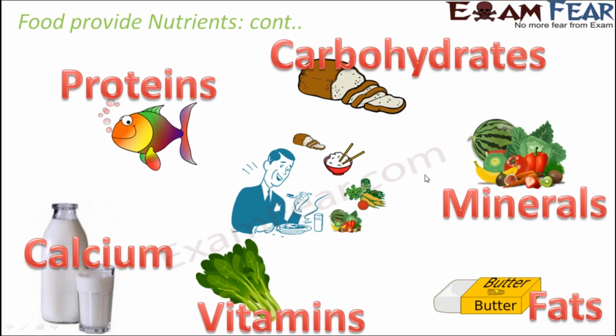So what we are going to do next is talk about each of these nutrients in a little more detail. But how do we know which food item is rich in which nutrient? How do we know that we need to drink milk so that our body gets calcium? How do we know that carbohydrate is present in bread or minerals are present in fruits? So basically that's what we are going to discuss in the next section.